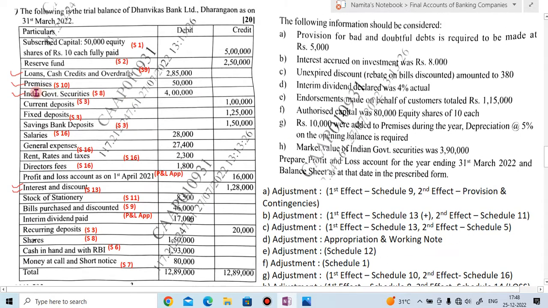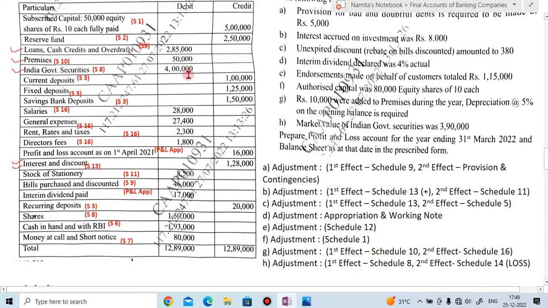Now see here, premises are given. How much is premises? 50,000. Now here read there, 10,000 were added to the premises during the year. Now this 50,000 given for premises is the closing balance, right? That means 10,000 is already added in 50,000. That means what is the actual value of the premises? 40,000. So 40,000 plus 10,000, that's why in the closing balance 50,000 is given. And on what do we have to charge depreciation? We have to charge the depreciation on the opening balance, that is 40,000. Okay, now while solving the sum you will understand.